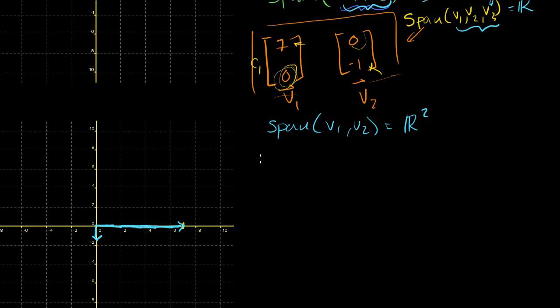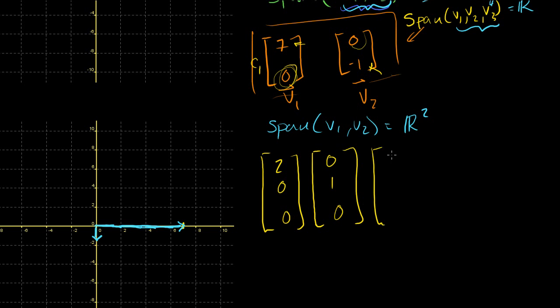So let's say that I had the vector 2, 0, 0. I'll make a similar argument to the one I made up there. The vector 2, 0, 0, the vector 0, 1, 0, and the vector 0, 0, 7. Now, we're in R3, right? Each of these are 3-dimensional vectors. Now, are they linearly dependent or linearly independent?